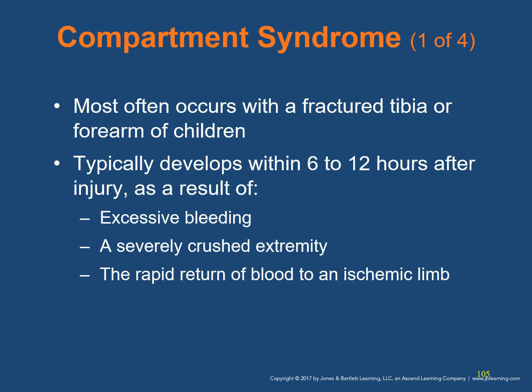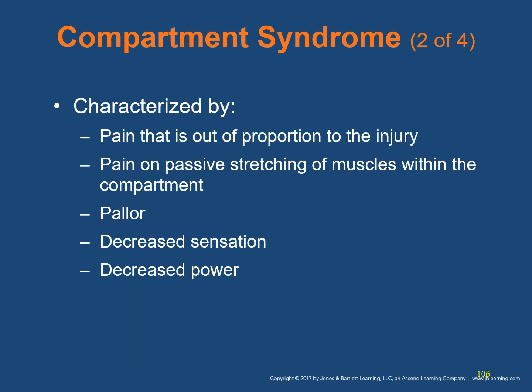Compartment syndrome. Compartment syndrome most often occurs with fractured tibia or forearm of children, and is often overlooked, especially in patients with an altered level of consciousness. Compartment syndrome typically develops within 6 to 12 hours after injury, usually as a result of excessive bleeding, a severely crushed extremity, or the rapid return of blood to an ischemic limb. The syndrome is characterized by pain that is out of proportion to the injury, pain on passive stretching of muscles within the compartment, pallor, decreased sensation, and decreased power.